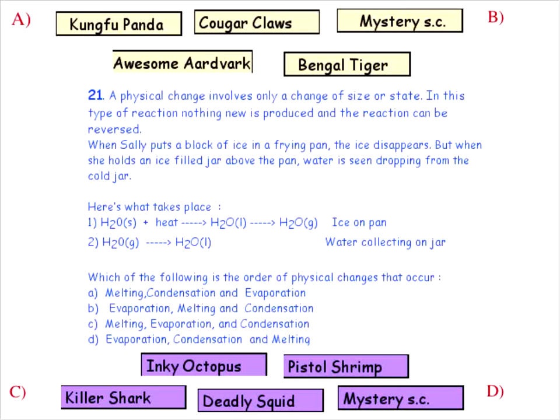Melting. But when she holds an ice-filled jar above a pan, water is seen dropping from the cold jar. Okay, so what must happen? First of all, the ice that you had in the frying pan must melt to become water, but that water must eventually become steam. So we have melting, then from liquid water to steam, that's called evaporation. So we've got a bunch of steam in the air. Now you're holding up an ice-filled jar, and that steam is going to collect on the outside of it. That's called condensation. The steam that's in the air is going to condense to become liquid water again. So that's condensation.